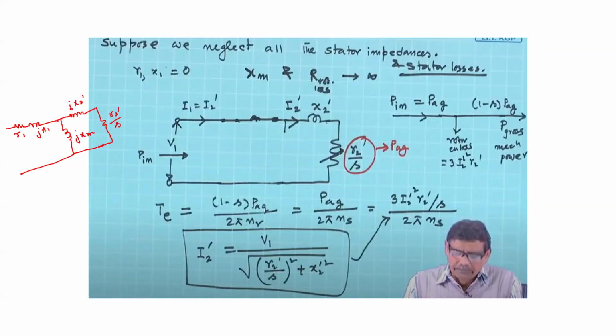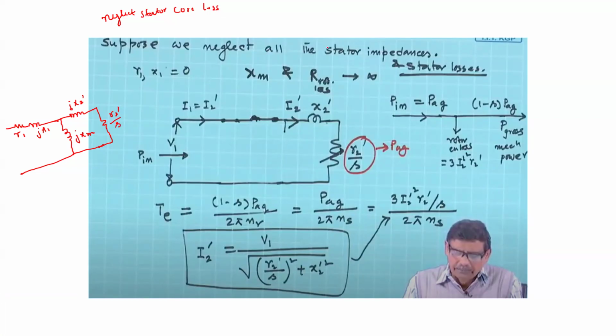Now, what we are saying is that let us suppose we are neglecting the stator impedances, because stator impedances represent the stator loss. So we are saying, okay, neglect the stator core loss. As soon as we neglect the stator core loss, we can neglect this parallel part. This jXM part we can neglect.